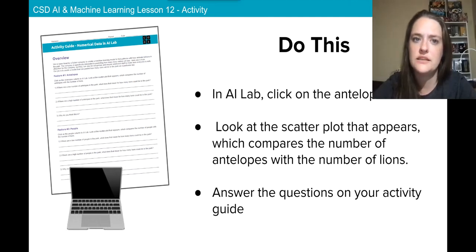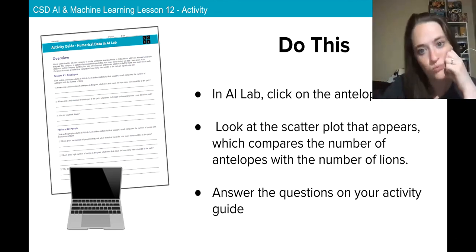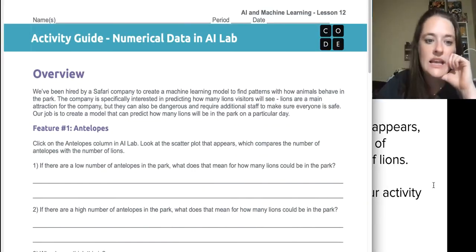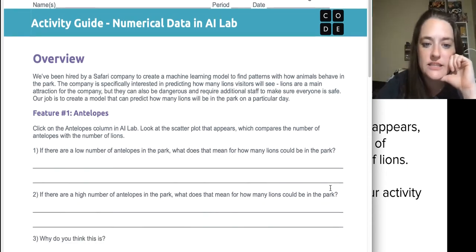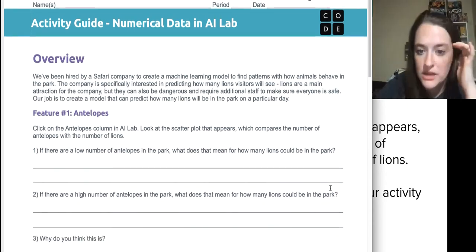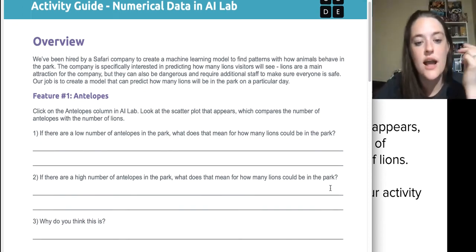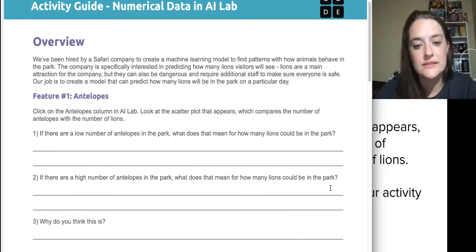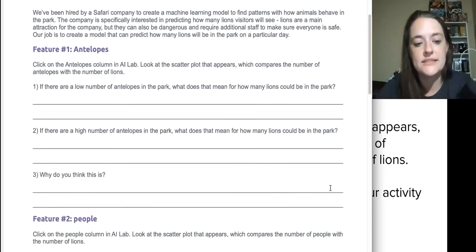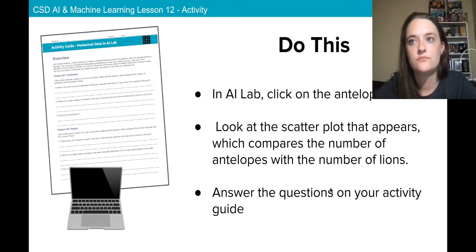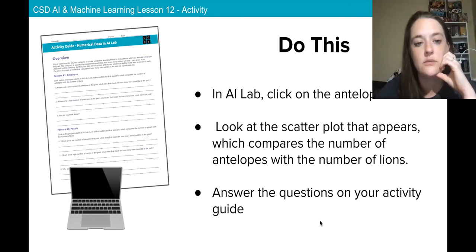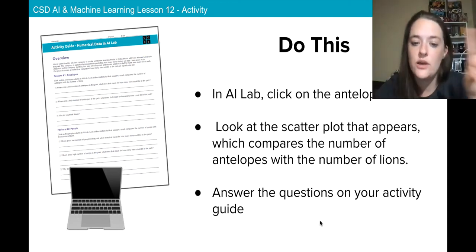Have you opened your activity guide? If there are a low number of antelopes in the park, what does that mean for how many lions could be in the park? If there are a high number of antelopes in the park, what does that mean about how many lions could be in the park? Why do you think this is? Those are the questions you're going to answer, so go ahead and pause the video here so you can answer them. If you need to look back at the data, go back to code.org and look at that, but do pause the video.